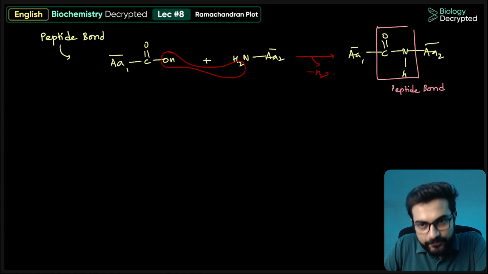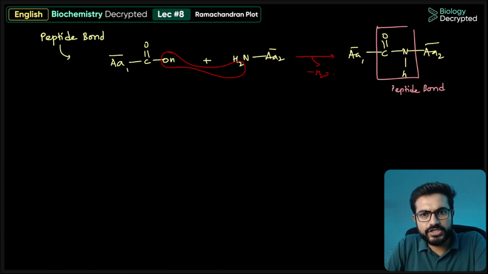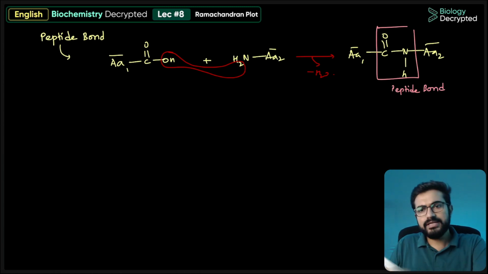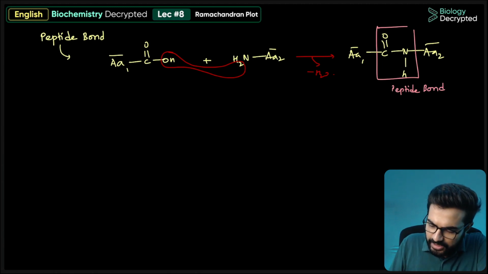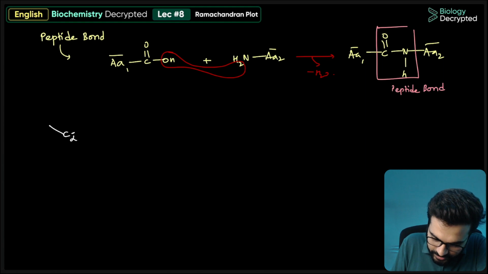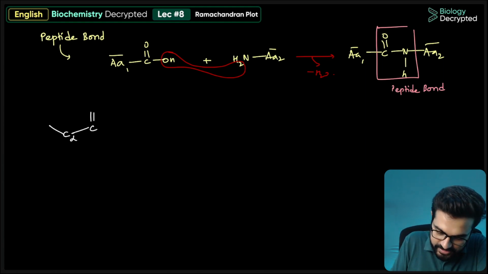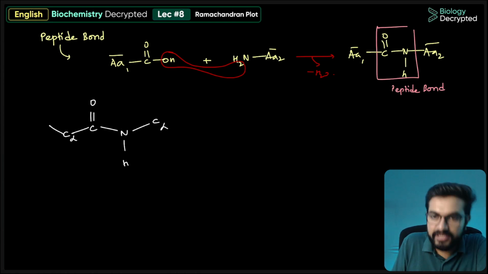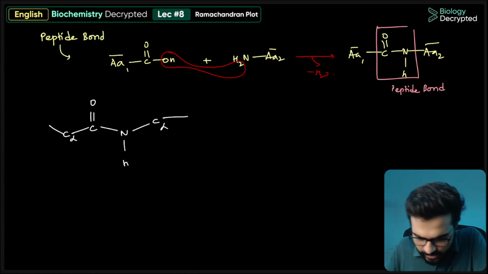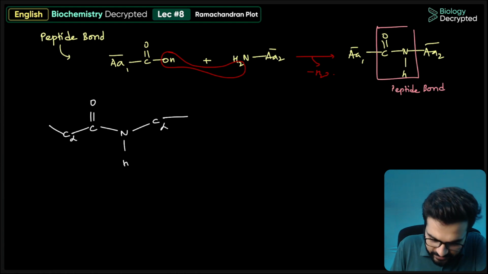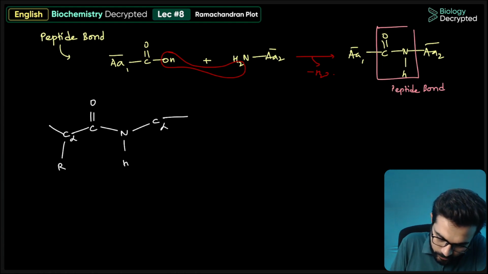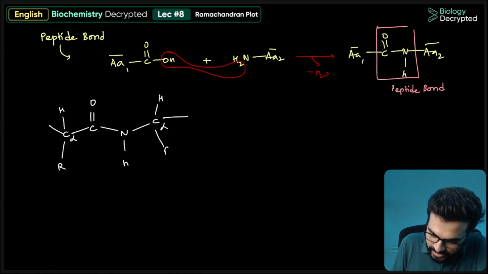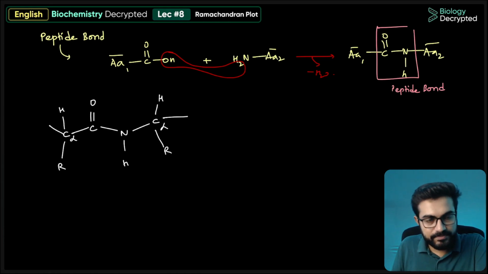Now, if we look at the structure of the peptide bond, which I had already shown in the previous lecture, we'll revisit it again. We have this alpha carbon, to which we have this CO, and then we have NH, and then we have C alpha, and then again there is this bond. This is how it continues. Obviously, the C alpha will be attached to an R group. It will also be attached to H, and its own R group.